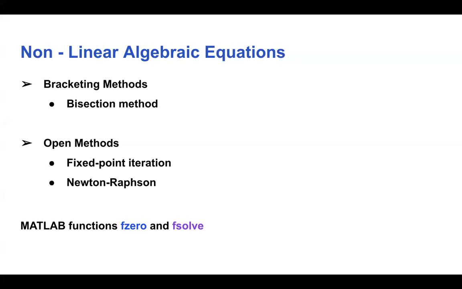Now we'll be looking at a certain category of methods. One is called a bracketing method and the other is called an open method. Just before going into the theory of both methods, I'll give you a quick understanding of what these two methods are. Bracketing method means you will have to create a bracket.